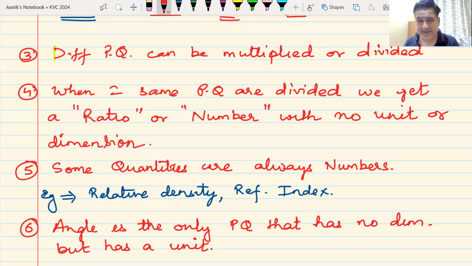And we know the SI unit of angle. What is the SI unit of angle? Radian, sir. Radian. So angle is the only physical quantity which does not have any dimension, but it has a unit. Do we understand this?